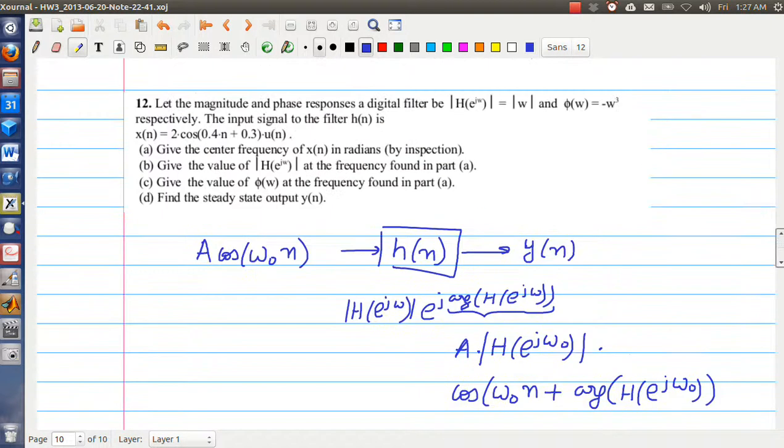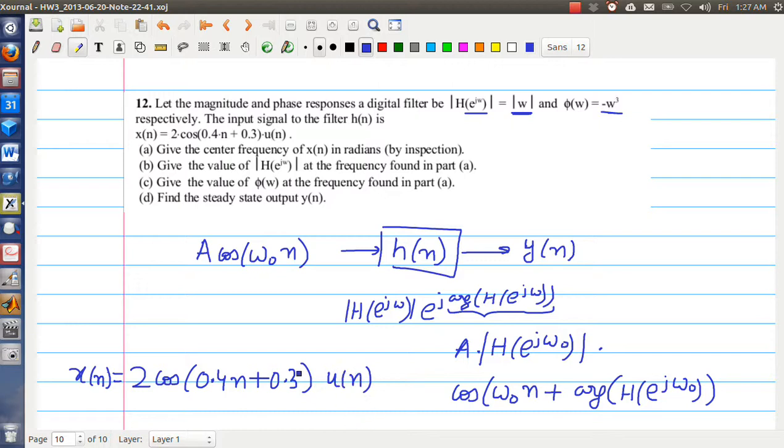In this problem, we are given the magnitude response is absolute value of ω, the phase response is minus ω cubed. The input sinusoid is 2 cosine(0.4n + 0.3). That is x[n] equals 2 cosine(0.4n + 0.3) u[n].